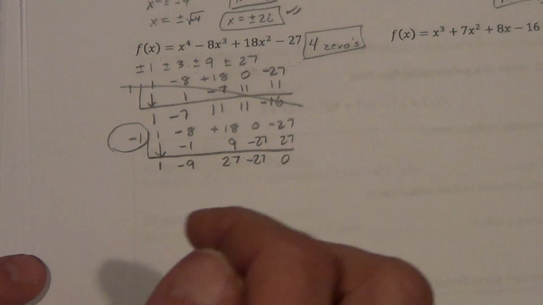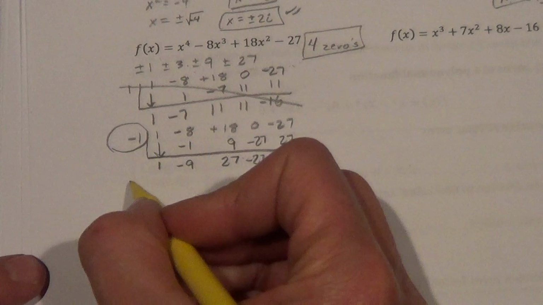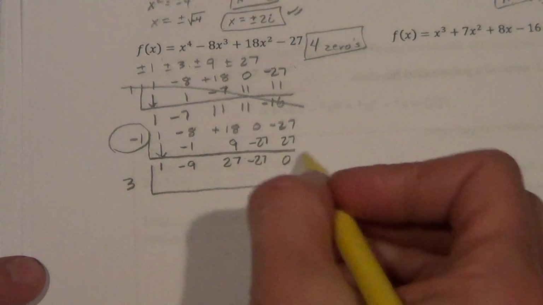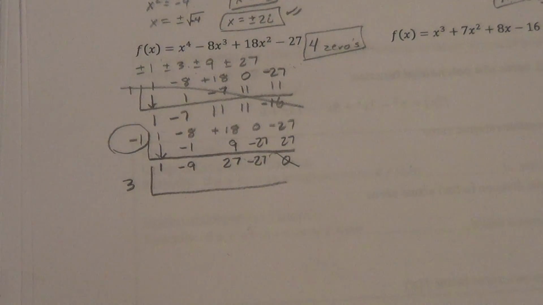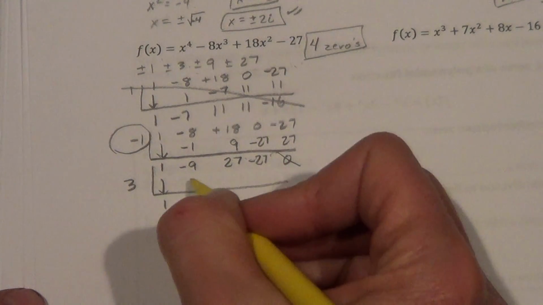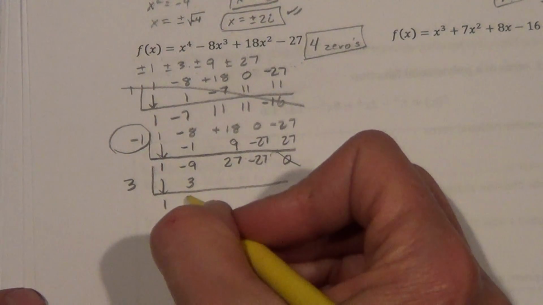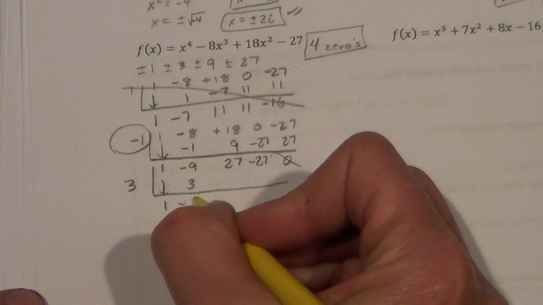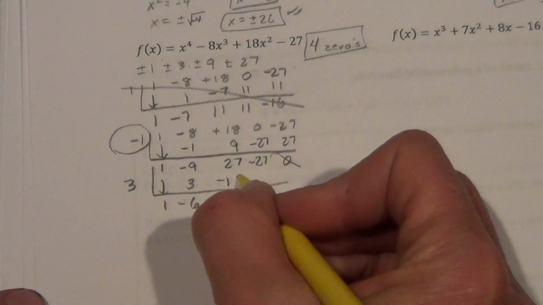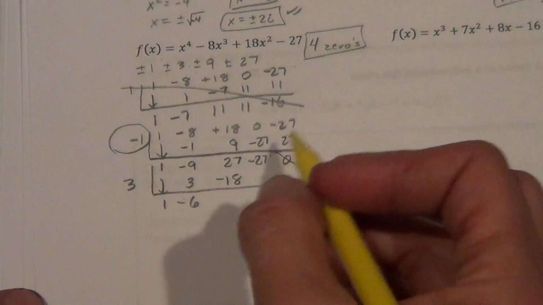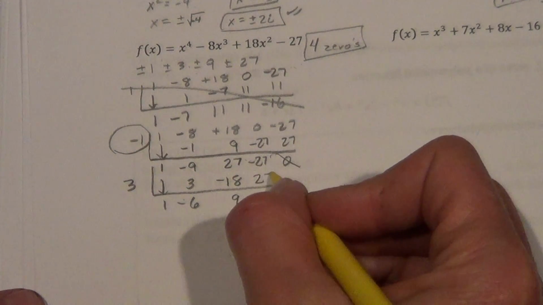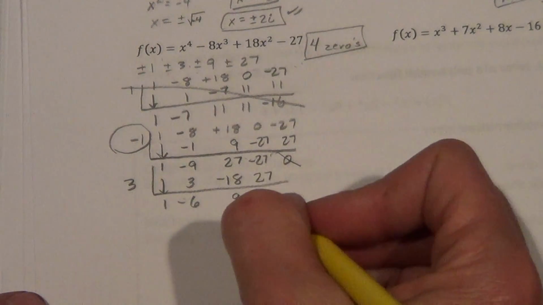Okay, now I go into the next one. I'm going to take 3 into these coefficients. That one's out since we have no remainder there. So we drop down 1. 1 times 3 is 3. 3 and negative 9 is negative 6. Negative 6 times 3 is negative 18. 27 and negative 18 is 9. 9 times 3 is positive 27. Ho-ho, we have another 0 right there.